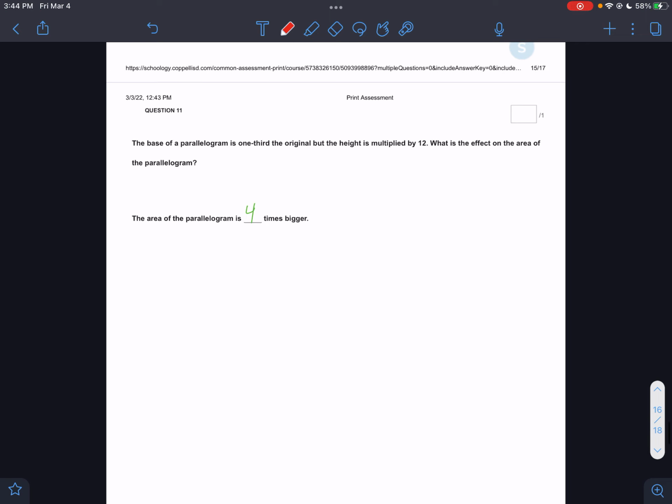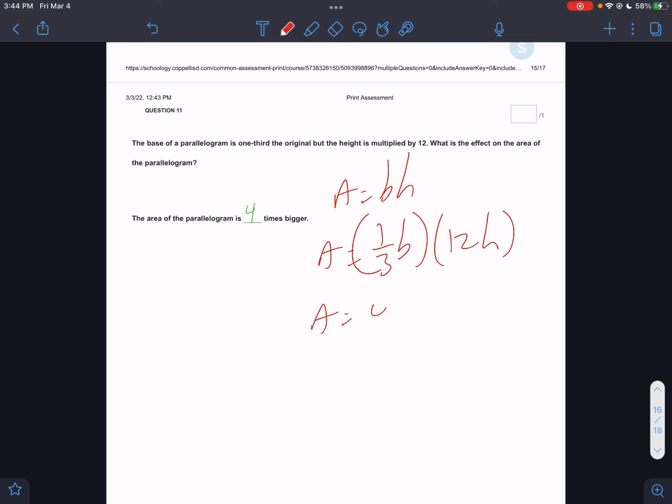The base of a parallelogram is 1/3 the original, but the height is multiplied by 12. So the original is base times height. The base is 1/3 the original, so now it's 1/3 times the base. The height is times 12. So 1/3 times 12 is 4 times base times height, or 4 times the original.